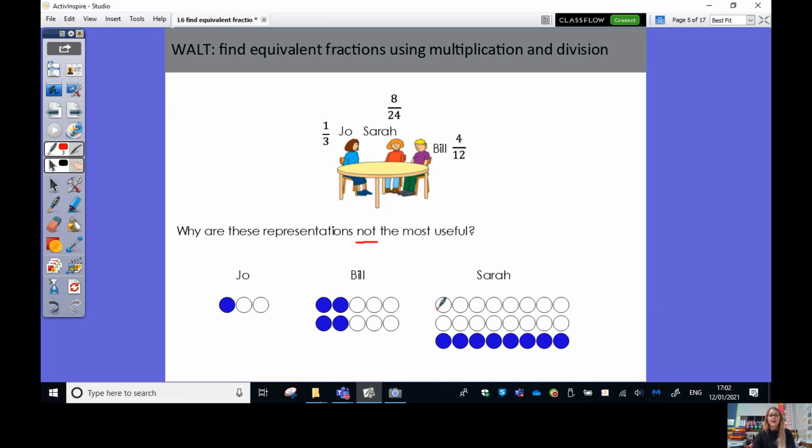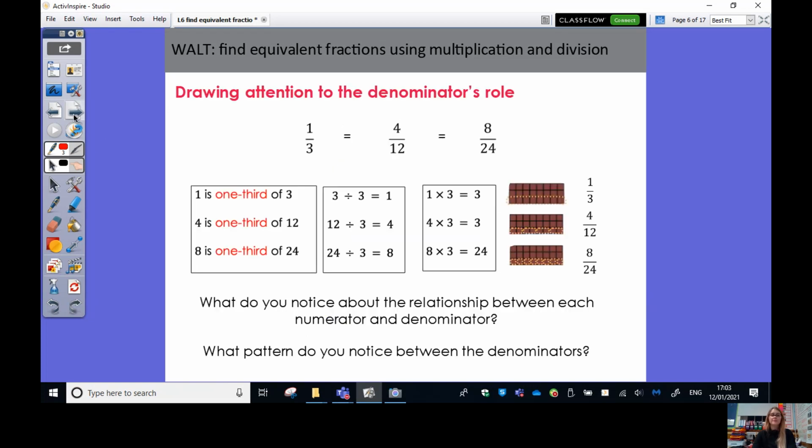But if we think about our learning that we've been doing, you might have recognised something to do with those fractions already. So 1/3, 4 12ths and 8 24ths are all equivalent fractions. So we've been looking at this already, but what do you notice about the relationship between the numerator and the denominator? So I have talked about this in our previous lessons, but see if you can remember and have a little bit of a think about what that is.